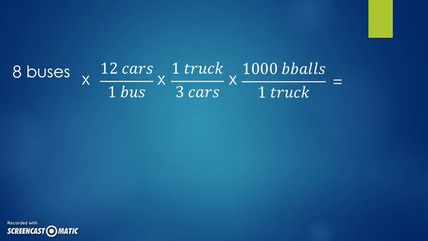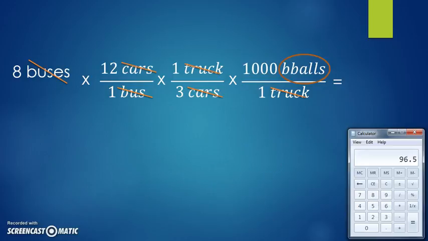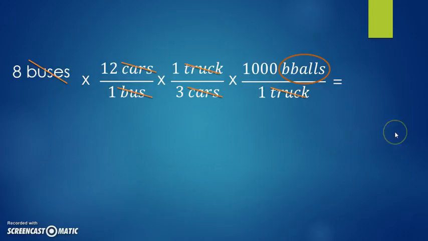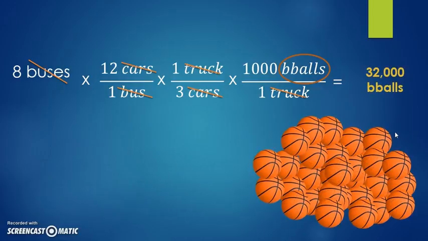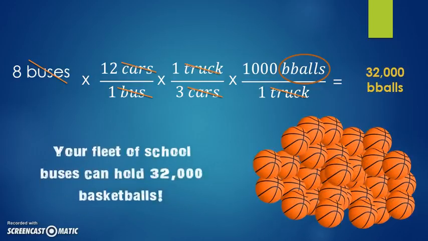So now we're going to do the calculation across the top, cancel all of our units. Now we're left with basketballs. So let's do our calculation. 8 times 12 times 1 times 1,000. Now we're going to divide by the bottom. You don't need to actually divide by 1 because it'll equal the same thing. So divide by 3. And so your answer is 32,000 basketballs will fit into 8 school buses.